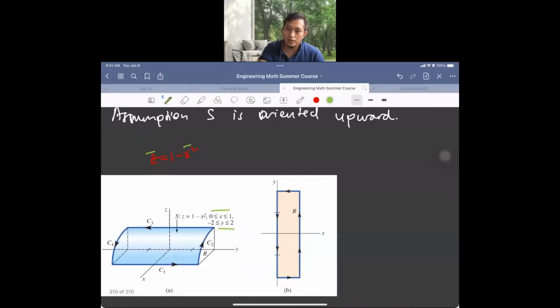So this is the region R, and we can see that we have four paths: C1, C2, C3, and C4.